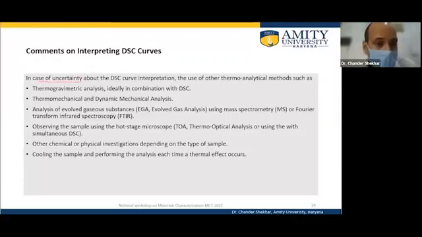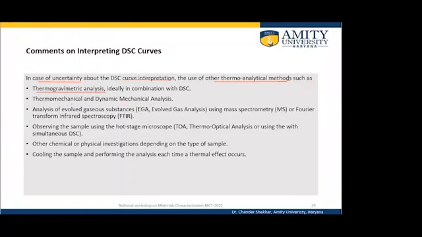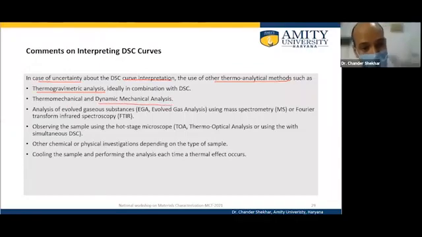In case of uncertainty in the DSC curve interpretation, the instrument or the sample should be subjected to another characterization technique, and then it should be correlated. Generally, it is done, as in our case, with thermogravimetric analysis that we'll have in the next session, or thermomechanical analysis, where the mechanical behavior of the material is generally looked at as a function of temperature, or evolved gas analysis, Fourier transform, or mass spectroscopy, etc. Okay.